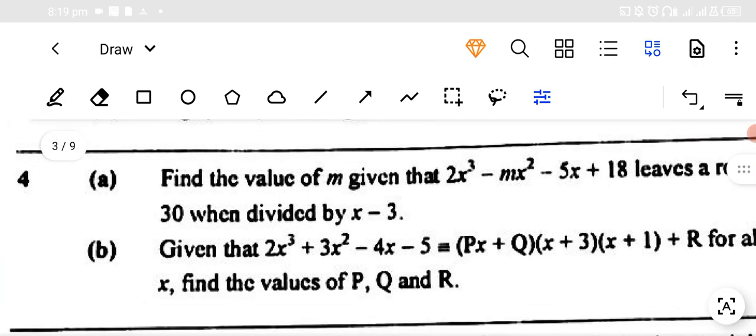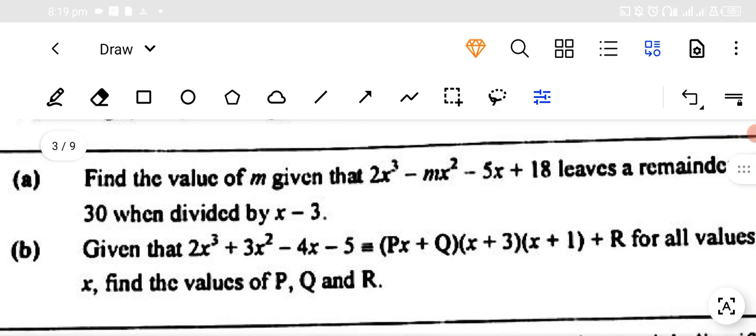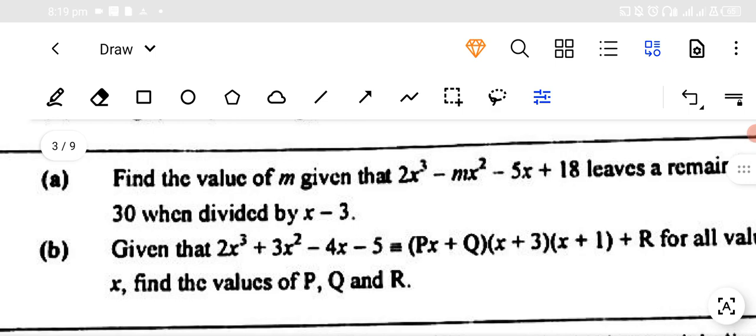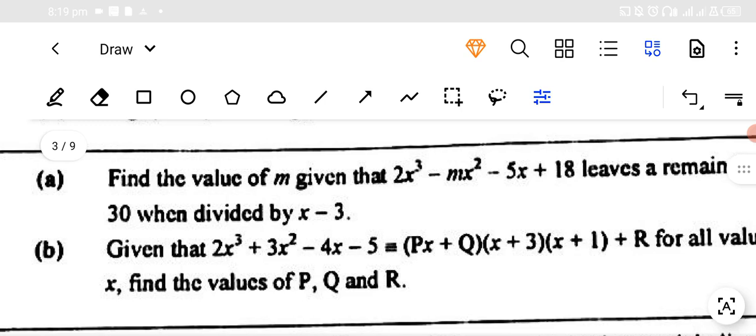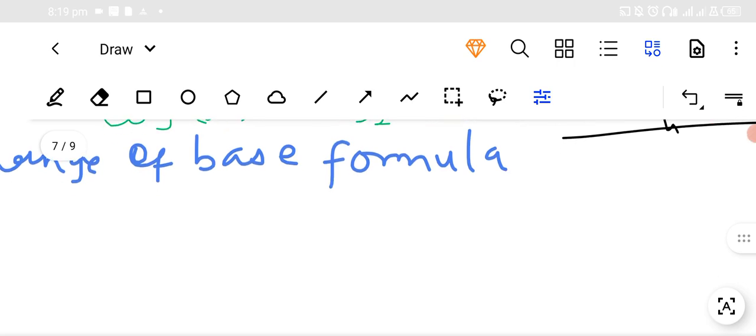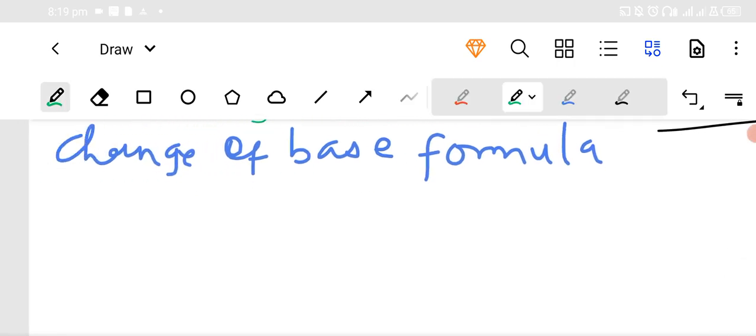Then question 4a. Find the value of m given that this polynomial leaves a remainder of 30 when divided by x minus 3. So we have 2x cubed minus mx squared minus 5x. So this is our question 4a.